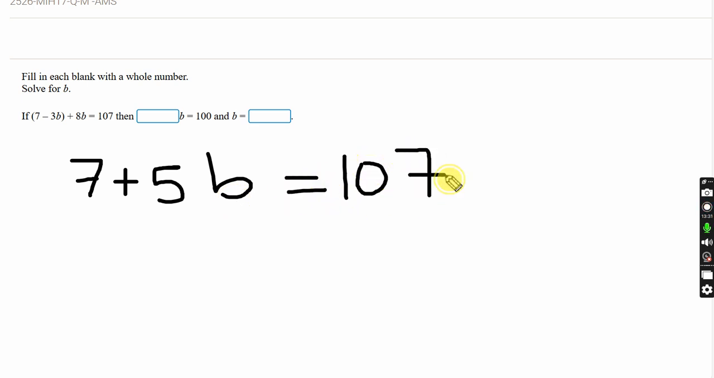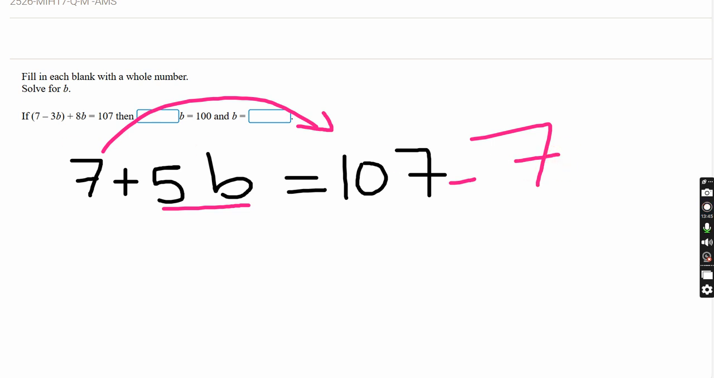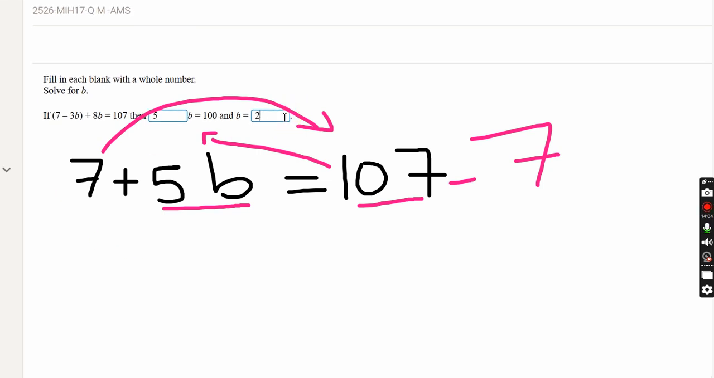Remember? So what do they want us to do here? They put all the numbers on the other side and they put the b on one side. So this one is 5b. You take this to the other side, it becomes minus 7. So here it will be 5b and 7. So remember, they also solved this. You can see that was 107 here. It became 100, right? So what does that indicate? That you took the 7 to the other side and you subtracted. And then you solve for b. So 100 divided by 5 is 20.